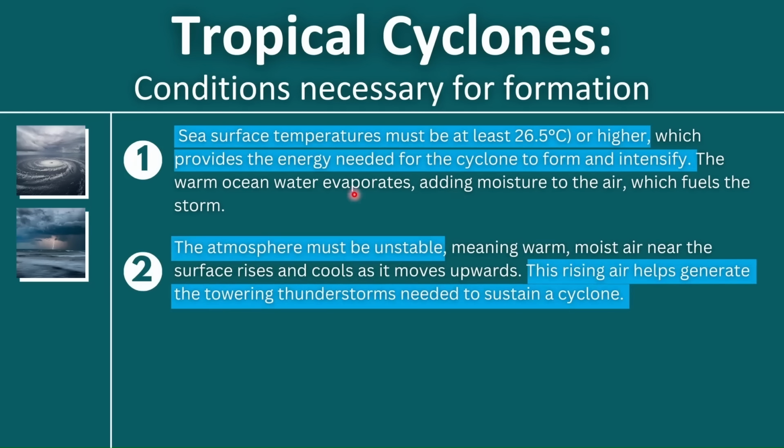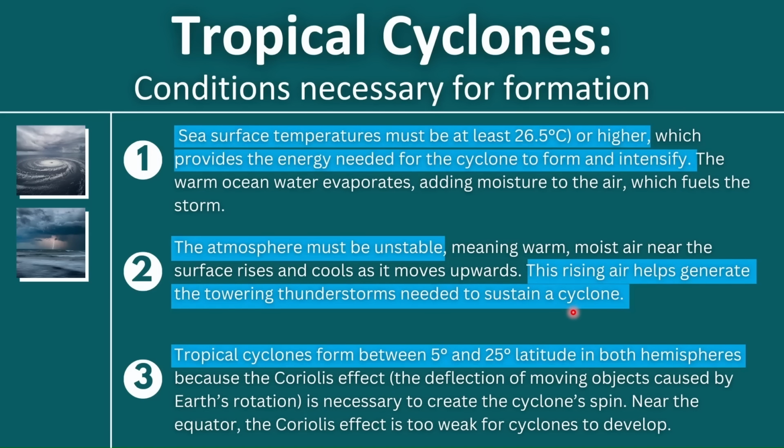The next condition is that the atmosphere must be unstable, meaning warm, moist air near the surface rises and cools as it moves upwards. This rising air helps generate the towering thunderstorms needed to sustain a cyclone.